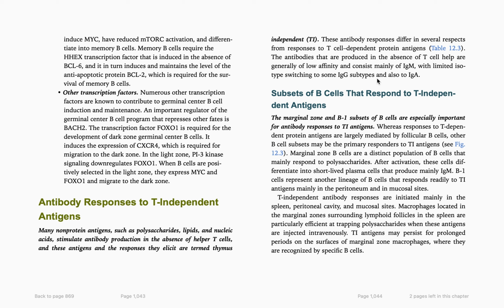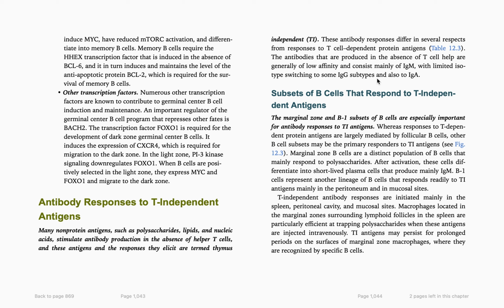Numerous other transcription factors are known to contribute to germinal center B cell induction and maintenance. An important regulator of the germinal center B cell program that represses other fates is BACH2. The transcription factor FOXO1 is required for development of dark zone germinal center B cells. It induces the expression of CXCR4, which is required for migration to the dark zone.